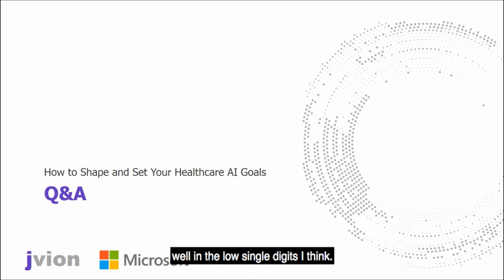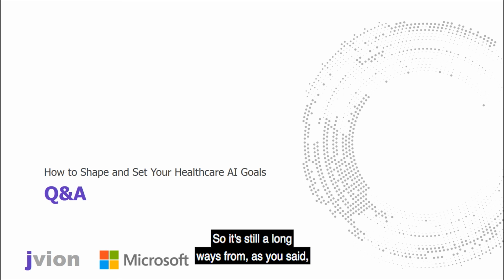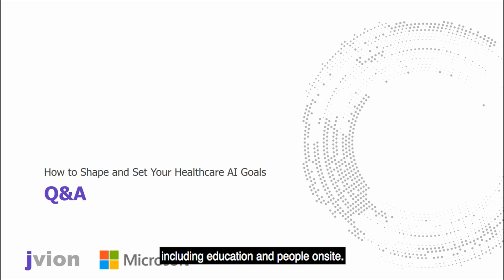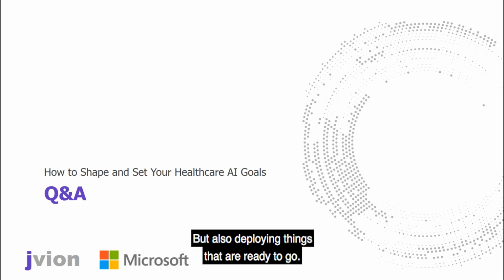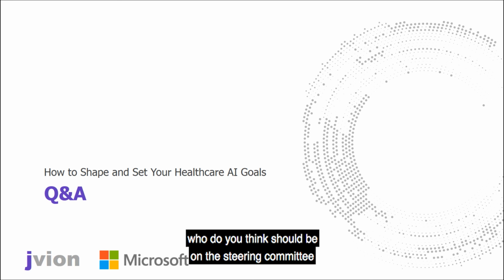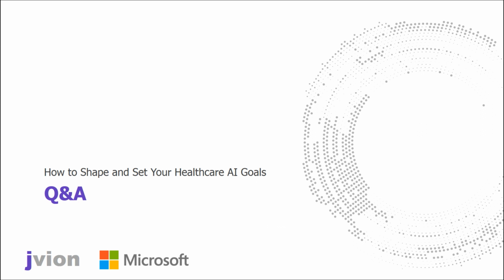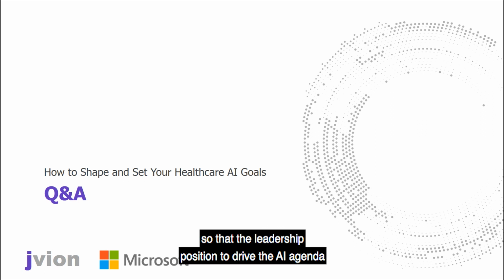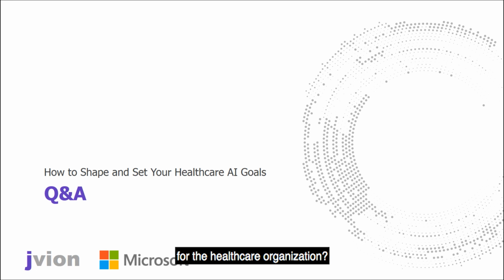Some of the data that I'm aware of is if you look at full-time data scientists in healthcare organizations, well, it's in the low single digits, I think. So it's still a long way from, as you said, I think we need to have a portfolio of solutions, including education and people on site, but also deploying things that are ready to go. Another interesting question is, who do you think should be on the steering committee or the leadership position to drive the AI agenda for the healthcare organization?